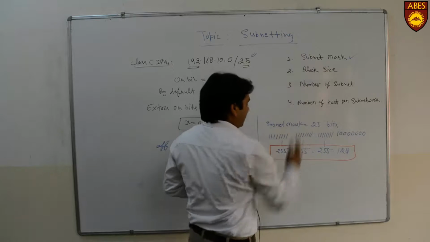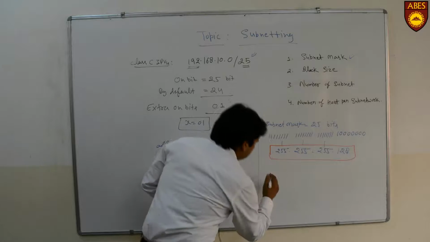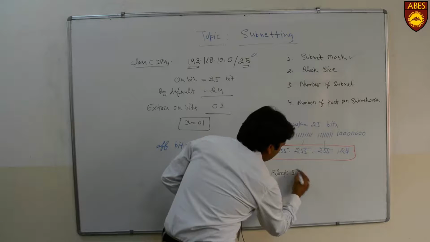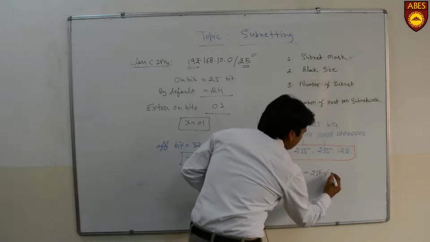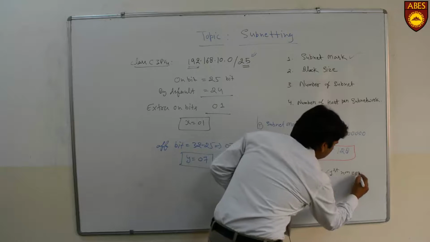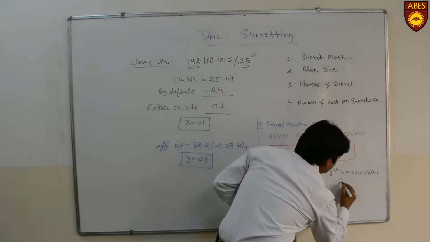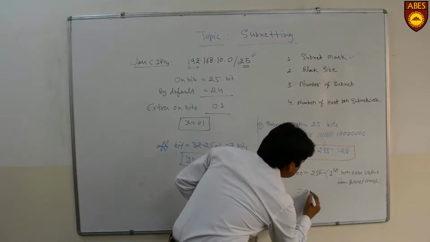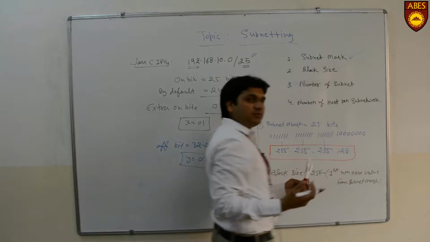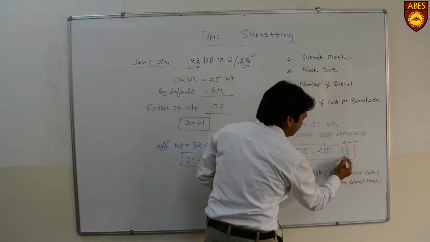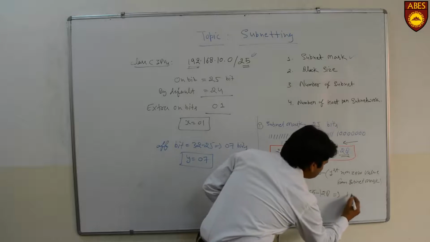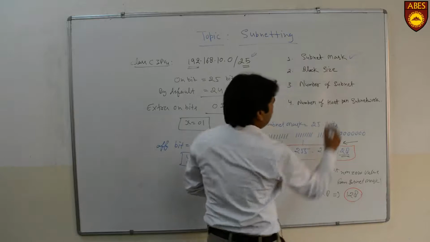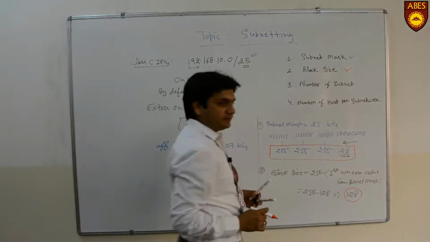Now what is the block size? To calculate the block size, we have a formula, that is number 2, block size. Block size is 256 minus the first non-zero value from the subnet mask. Then 256 minus the first non-zero value, which you have to consider from this side, that is 128. 256 minus 128, the answer is 128. So the block size for the given example is 128. We have solved statement number 2, block size.